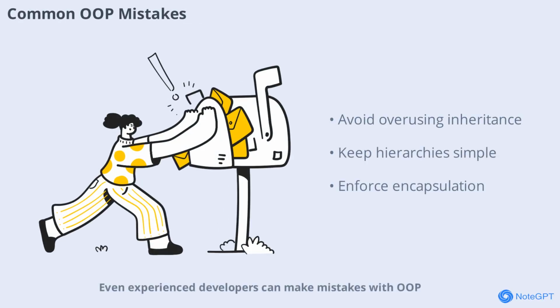Even experienced developers can make mistakes with OOP. Common pitfalls include overusing inheritance, creating overly complex class hierarchies, and neglecting encapsulation. Being aware of these mistakes helps you write cleaner, more effective code and avoid unnecessary complications in your projects.